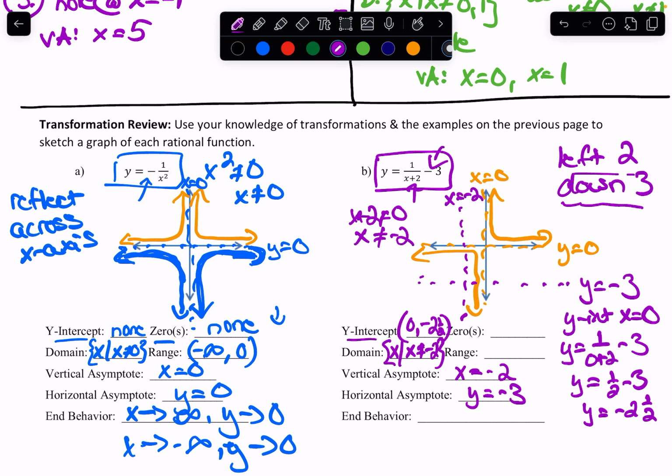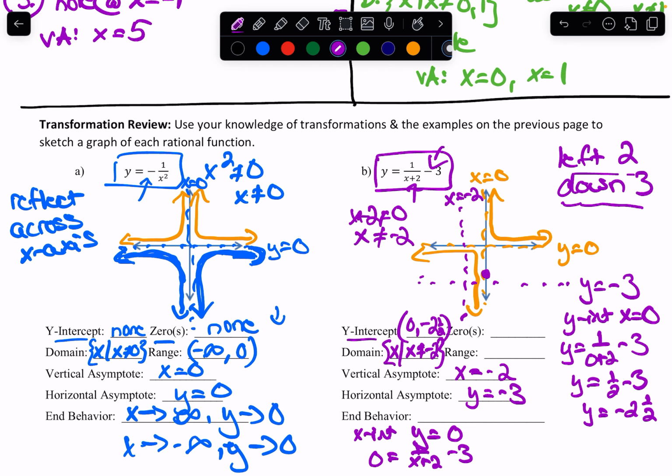So that is going to be... hold on a second. Y-intercept, yes, that's correct. I was looking at the x-intercept. So that's where it's going to cross the y-axis. Okay, then we need our x-intercept, which means that we're going to set y to equal 0. So 0 equals 1 over x plus 2 minus 3.